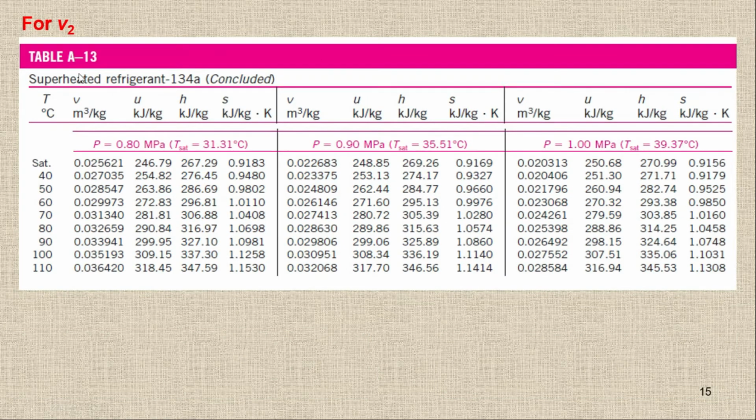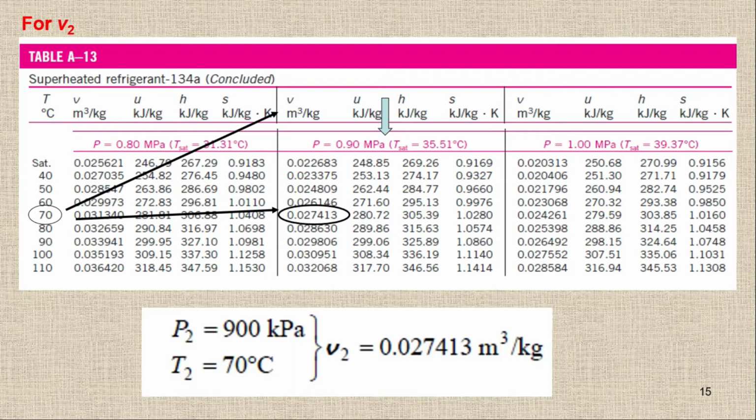So we have to use the superheated table to find out V2. You can see here we have the superheated table for refrigerant 134A, and this table is A13. Now we have 900 kilopascal, which is equal to 0.9 megapascal. So we have to use this table. We have 70 degrees of temperature. So this is 70, and we have to check the volume. The volume is somewhere here. So here we have P2, T2, and you will get a V2 of 0.027413.